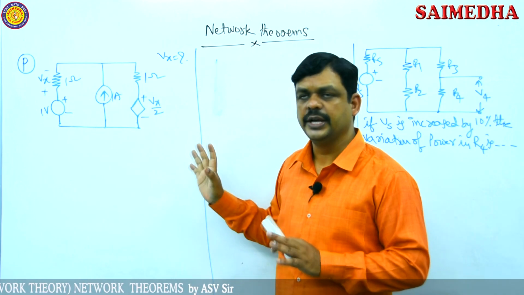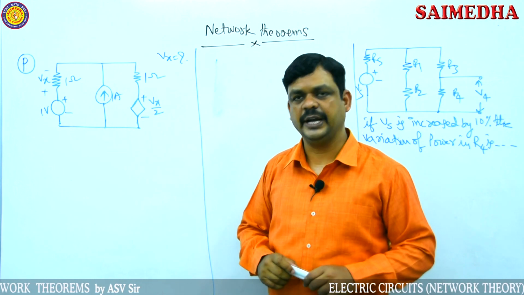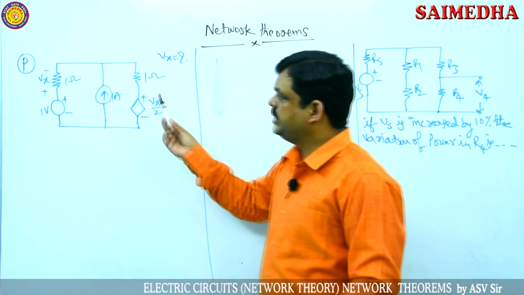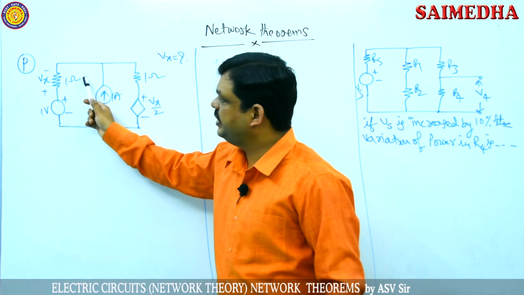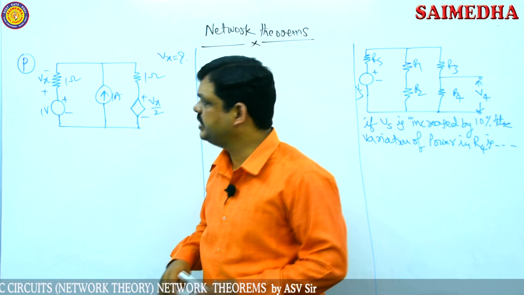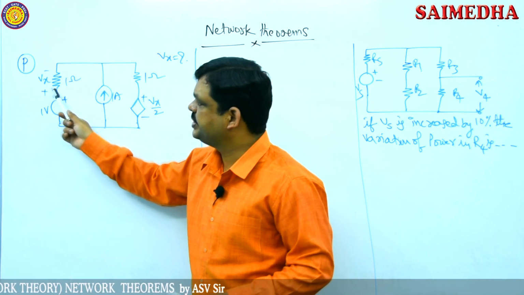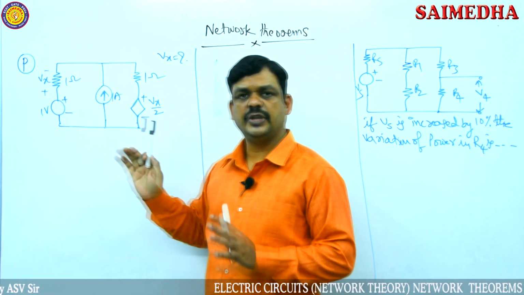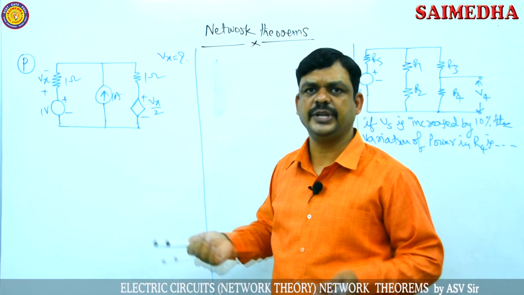Now we have to apply the superposition theorem for the given network. Find Vx here from the superposition theorem. Just observe the network. In this network, Vx is given here. Vx is the voltage across the 1 ohm resistor. So now we have to find it using the superposition theorem.